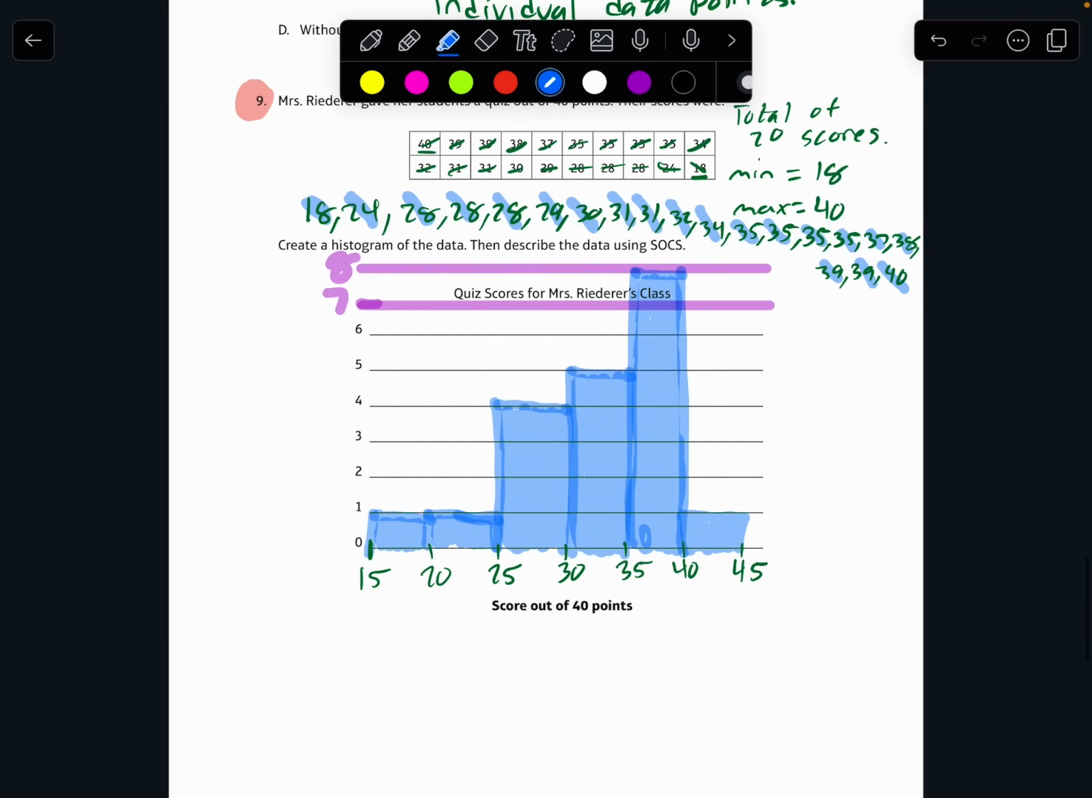And then they want me to describe, and here I'm going to use a different color, using the acronym SOCS. So we'll do that really quick. So S, what is the shape? It's not really skewed. It is more unimodal, so I'm just going to say it's somewhat symmetrical. Yeah, I would call it somewhat symmetrical.